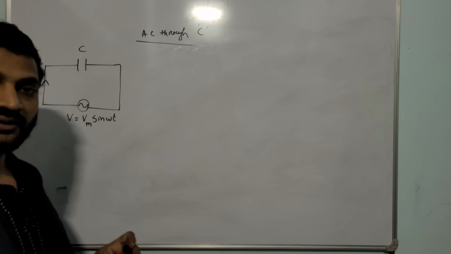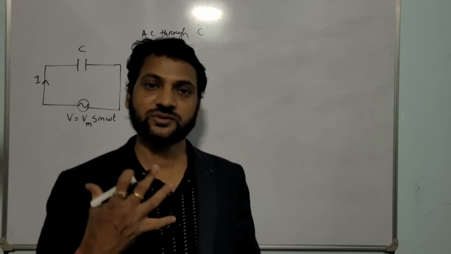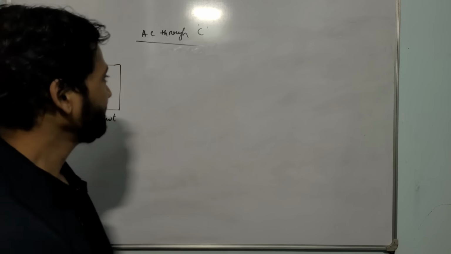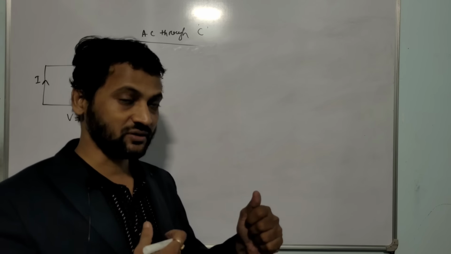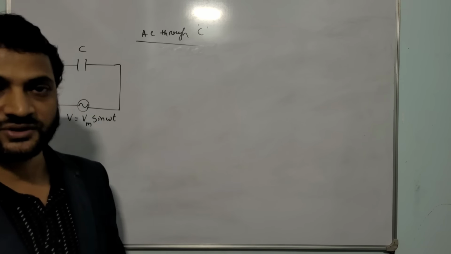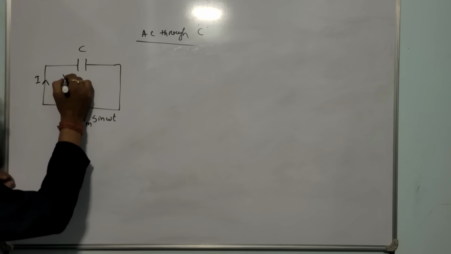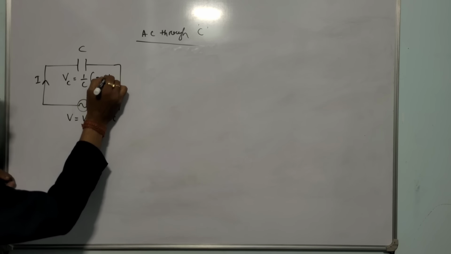So now tell me one thing, what is a capacitor? A capacitor is an energy storing device which stores electrostatic energy, or which stores electric charge in terms of electric field. But what is capacitance? Capacitance is a property of a capacitor which opposes sudden change in voltage. And what is the voltage across the capacitor? The voltage across the capacitor is 1 by C integration of I dt.